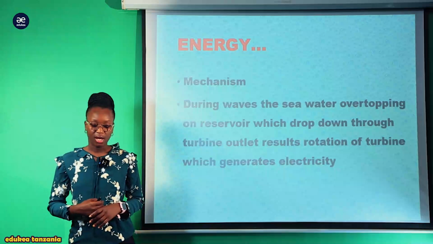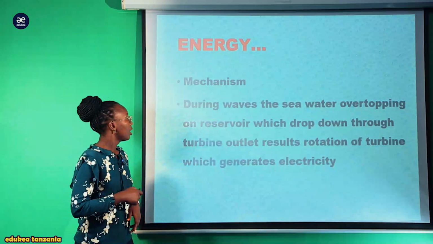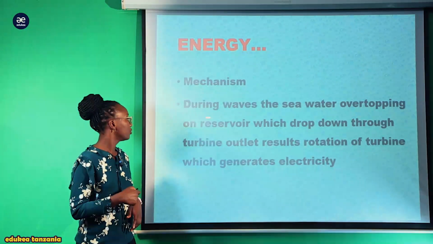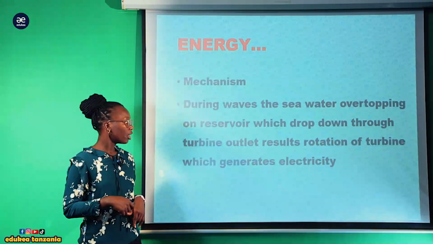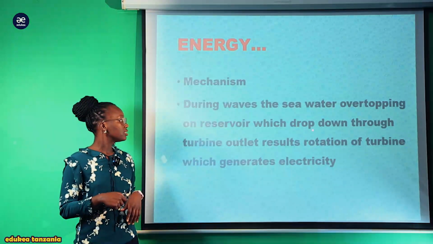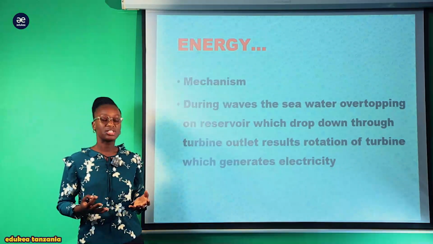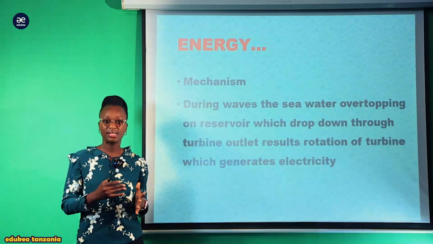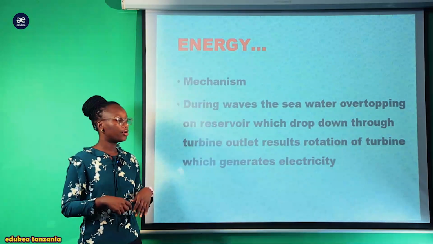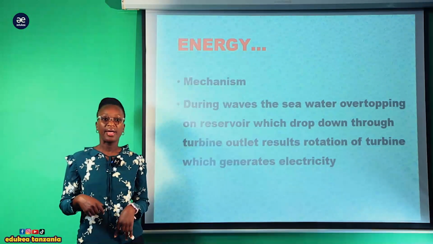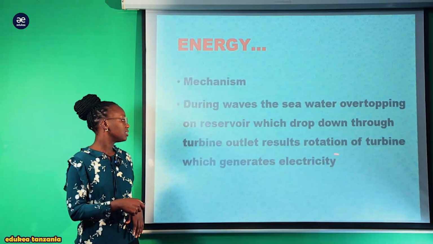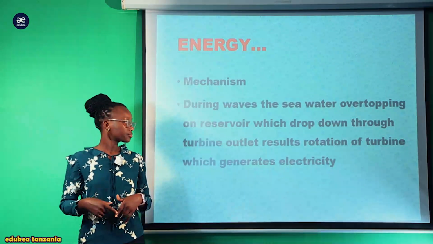The simple mechanism of the overtopping devices is that during waves, the seawater overtops onto the reservoirs, which drop down through turbine outlets, resulting in rotation of the turbine, which generates electricity. Kwamba zile sea waves zikishagonga pale, zikisha hit pale, those flexing motions of waves, then itapelekea baada ya kuwa stored, itapelekea ile drop down, itashuka chini through the outlets ambayo ile pale itapelekea kudisturb those turbines. After disturbing them, finally this rotation of turbines will generate the electricity.